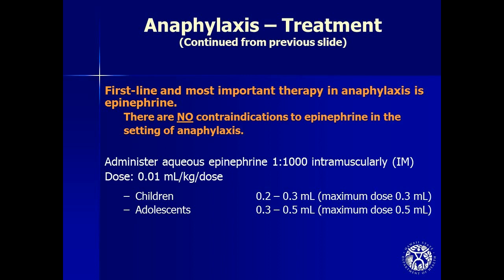The dose for epinephrine is 0.01 ml per kilogram per dose. If the weight is known, then dosing by weight is preferred. If the weight is not known or not readily available, a chart included with the standing orders and in the emergency kit has approximate dosages for children, based on age and weight. The maximum dose for children is 0.3 milliliters. The maximum dose for adolescents is 0.5 milliliters.